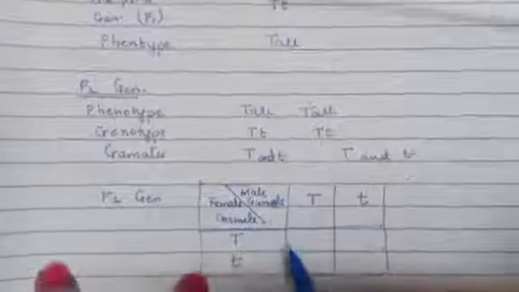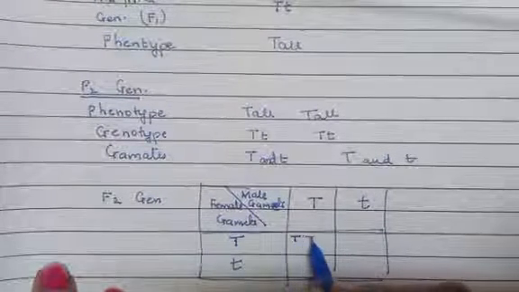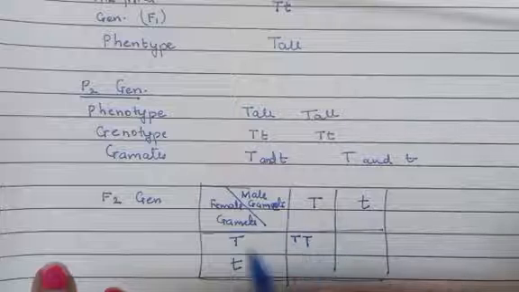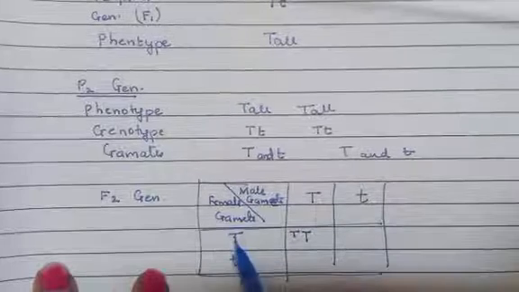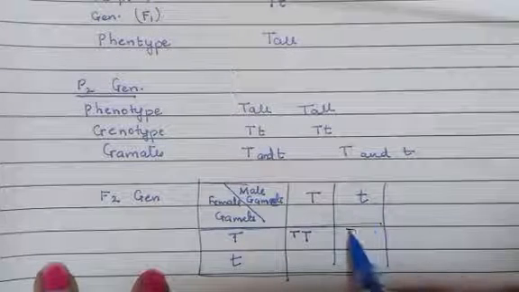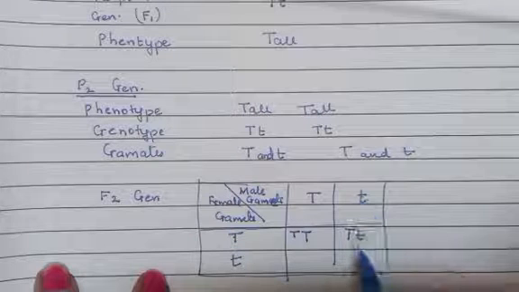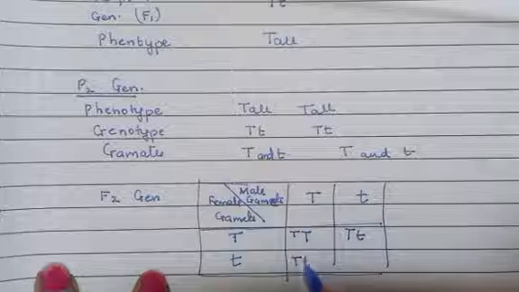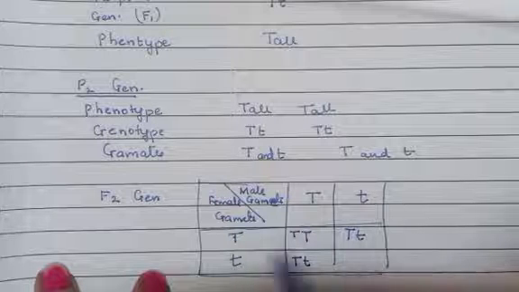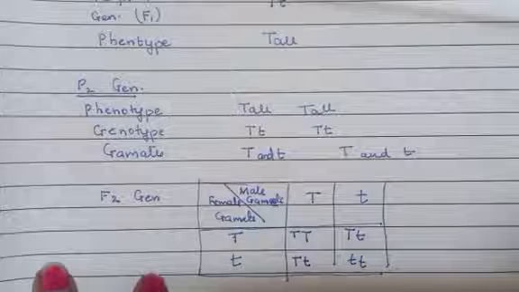Now let's combine this. So this T and this T combine and you get a plant which has these two genes. This T and this T combine, so it is a plant which has a capital T and a small letter t. Here this plant and this combine, so capital T, small letter t. And here these two combine, so you have small letter t.